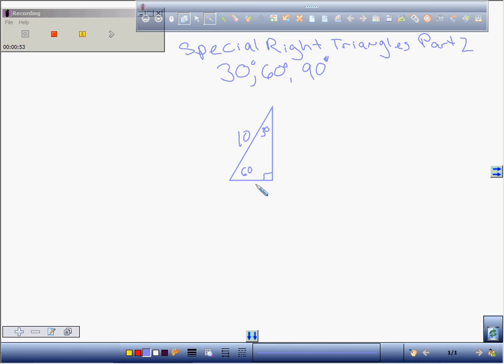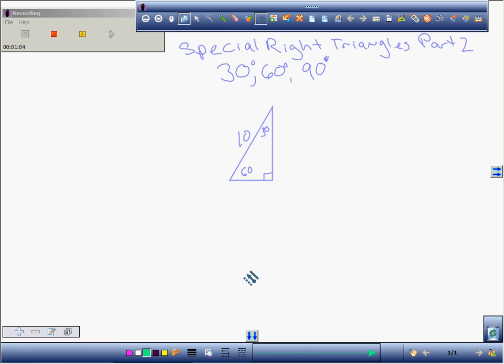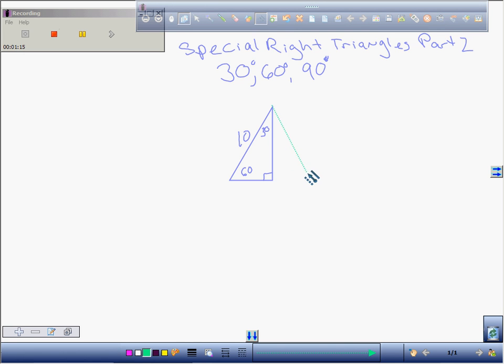Anyone want to guess what this side is? 20. How could it be 20? It's less. Here's the trick, okay? It is 5. And the reason for that is if I were to draw in another triangle, like over here, that looks like this. Kind of reflect this one over here.